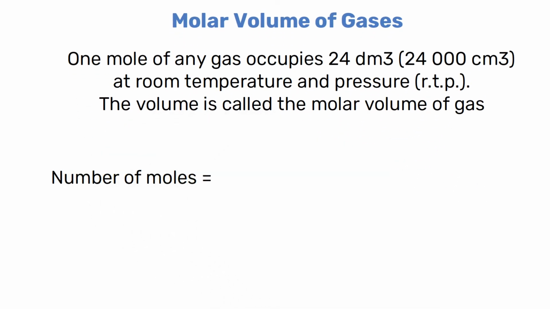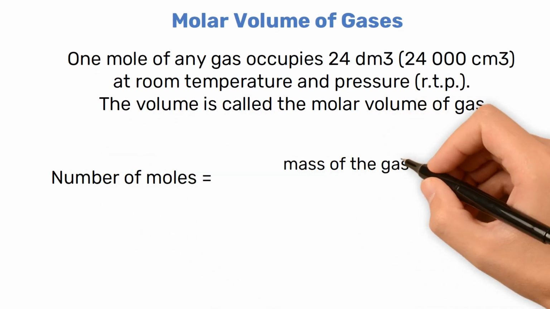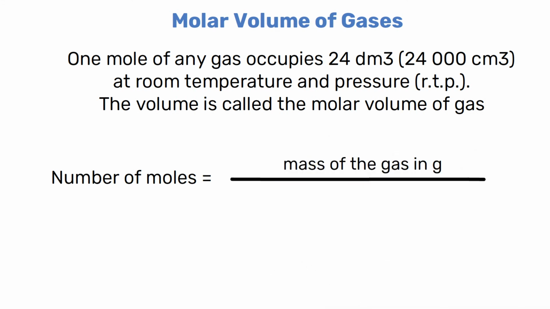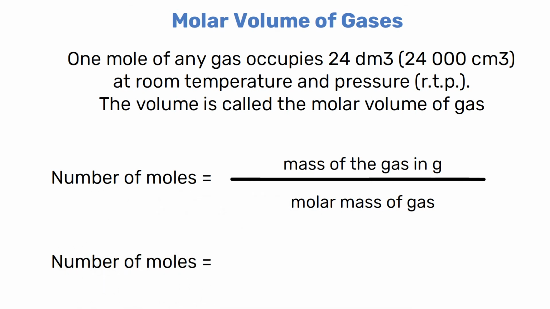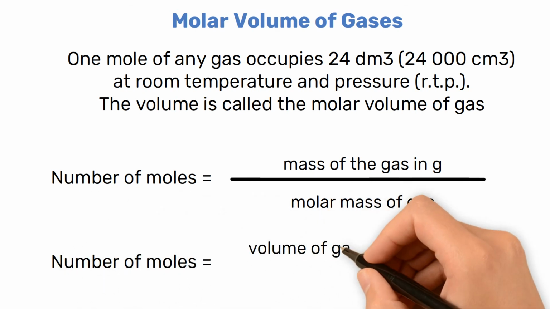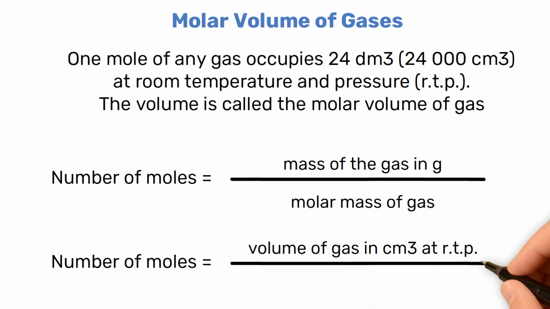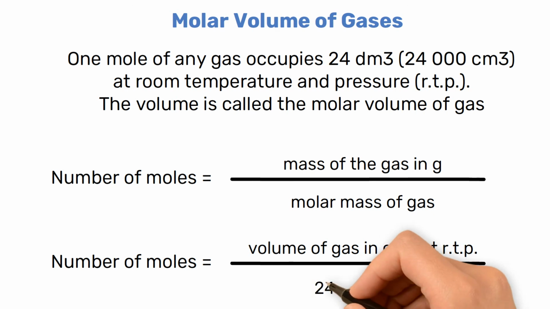So the number of moles can be calculated by taking the mass of gas in gram divided by the molar mass of gas. The number of moles can also be calculated by taking the volume of gas in cm cube at room temperature and pressure divided by 24,000 cm cube.